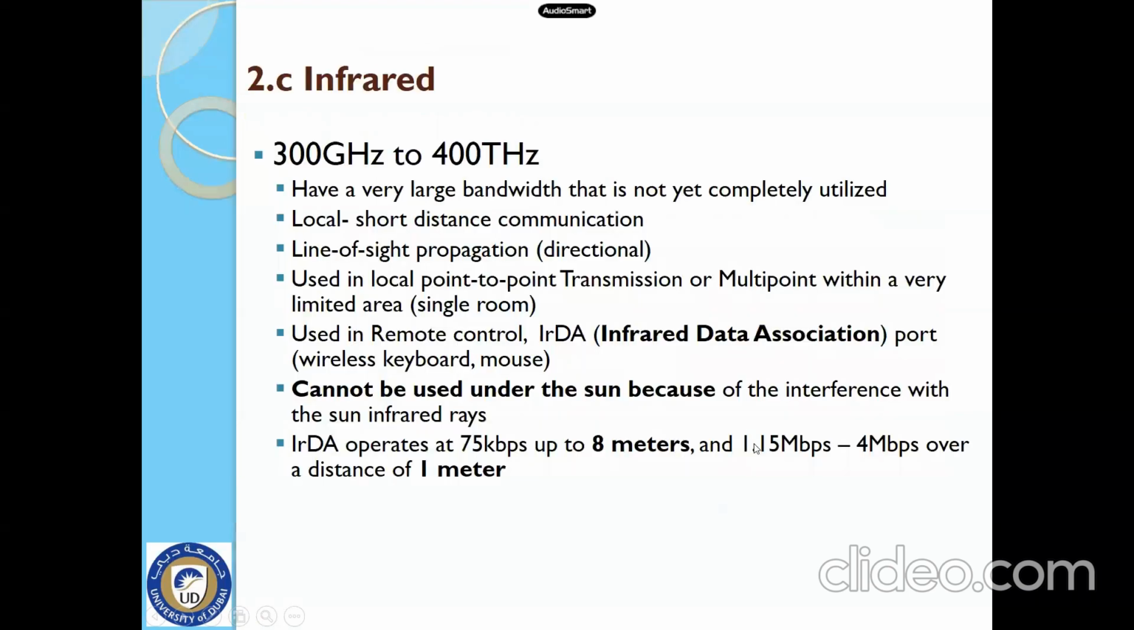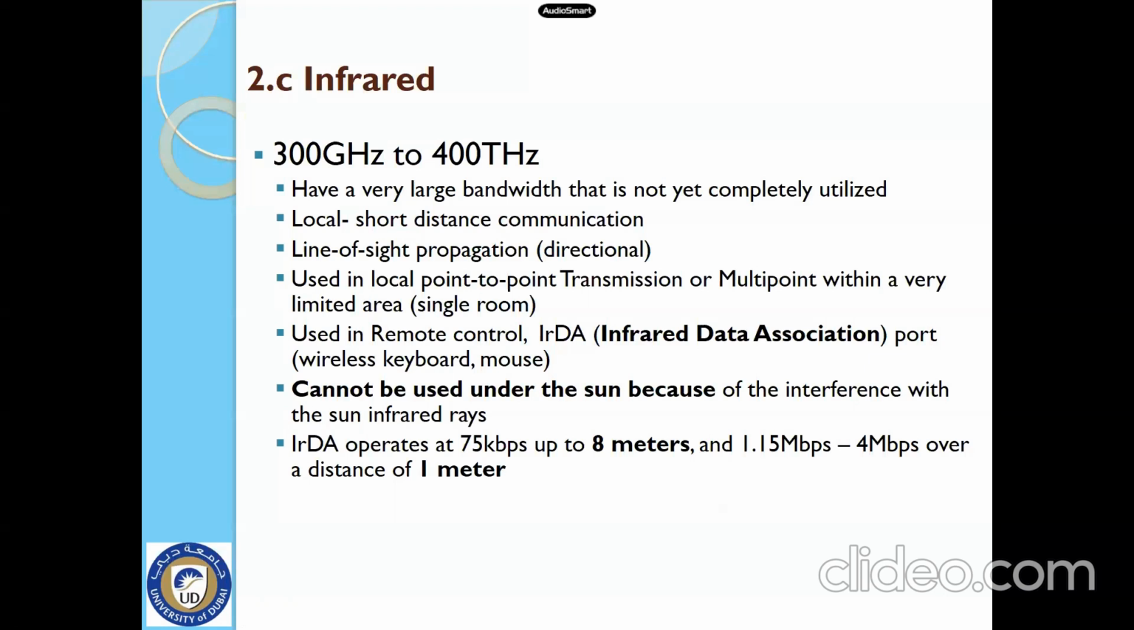Now the last part is infrared. Infrared, think about the remote control of your TV. There is an infrared device. It has a very large bandwidth, but it's not completely utilized because of the lack of electronics technology. It's local, short distance communication, not for long. Again, remember the remote control for your TV. If you go to another building, it will not send a signal.